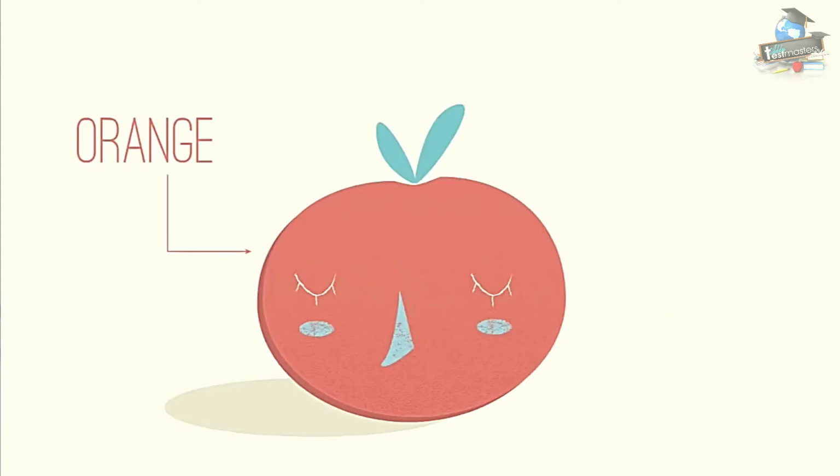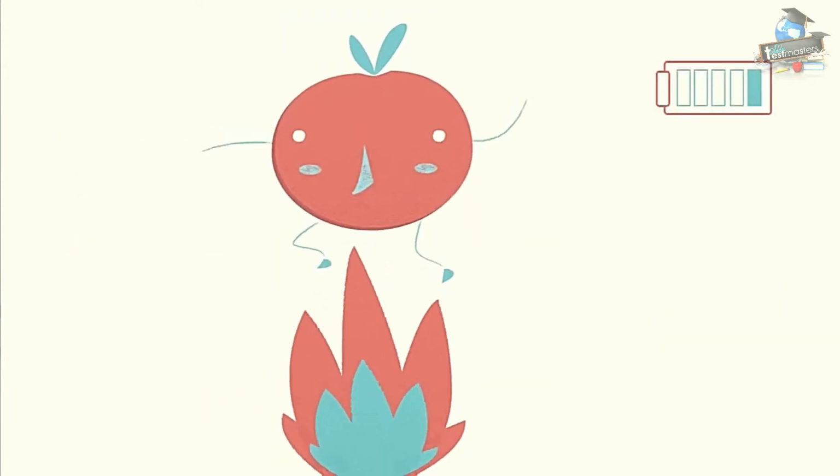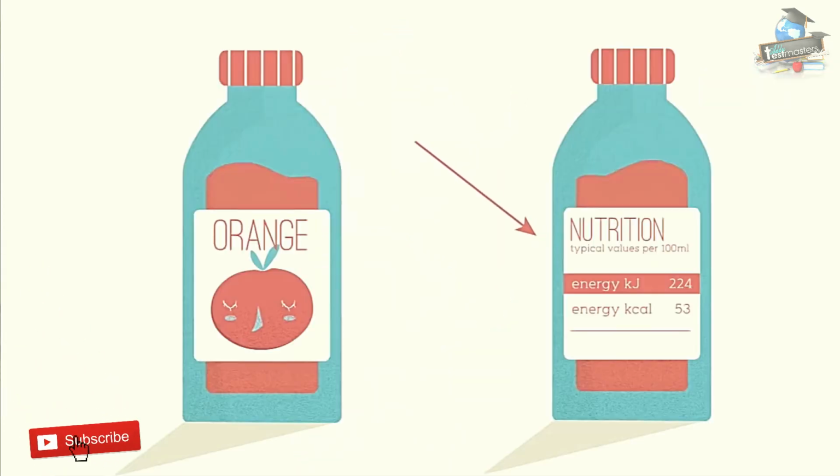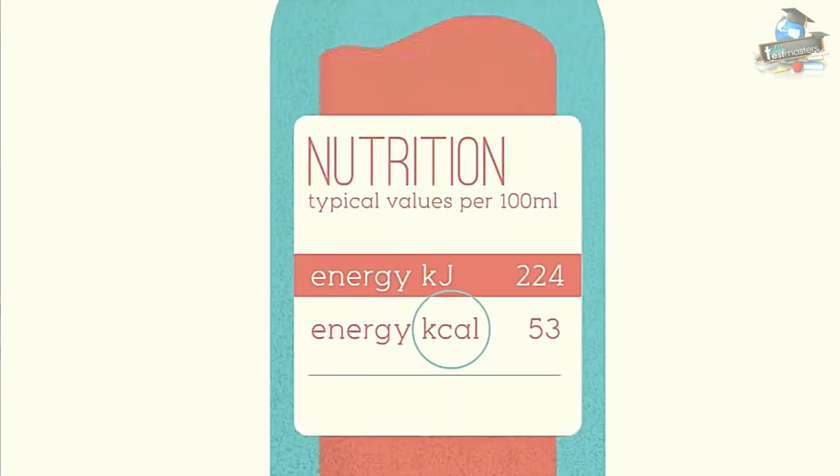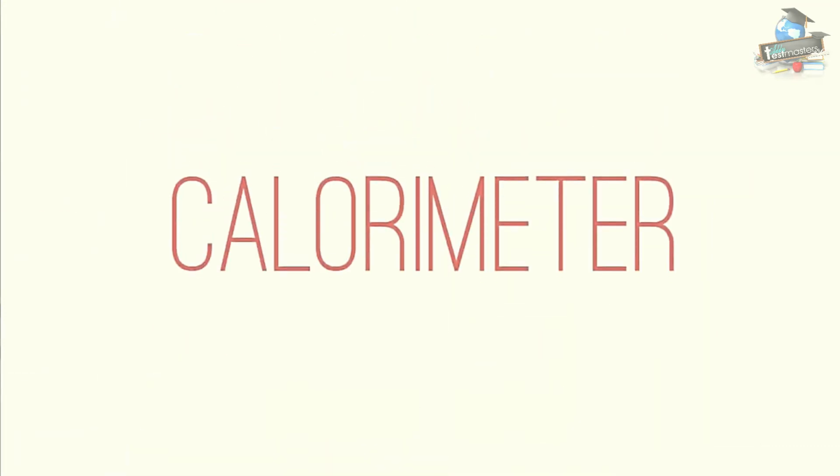When you look at food items, their energy content was worked out by burning the food in oxygen to see how much energy is released. This corresponds to the energy content label and is given in calories. To do this, you have to use a calorimeter.